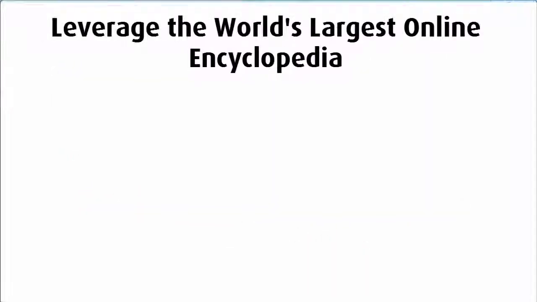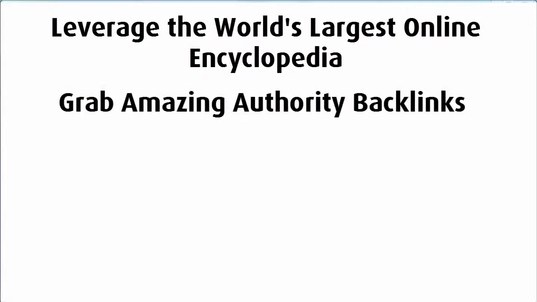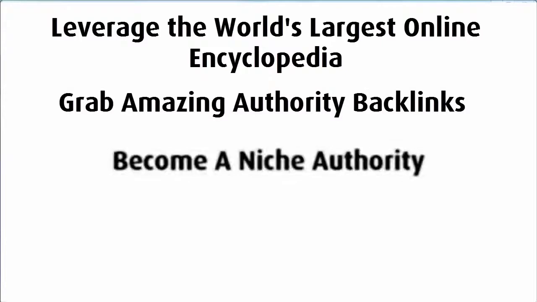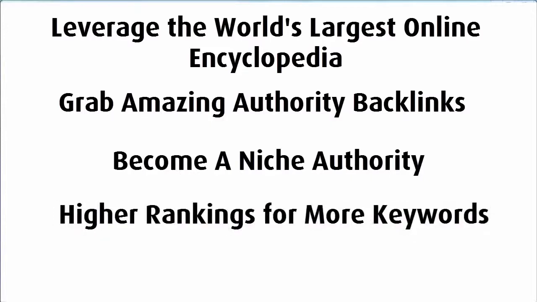WikiLink Jacker, my latest Authority SEO tool. Now, using WikiLink Jacker, you will be able to use the power and authority of the world's largest online encyclopedia to grab amazing authority backlinks to your site and become regarded by Google as a niche authority. And of course, the more authority you have on a topic, the more and better rankings Google will give you, and the easier you will be able to rank for harder and harder keywords.